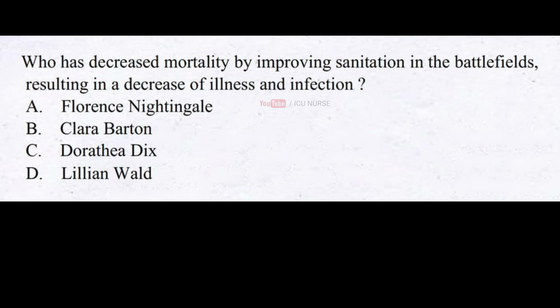Who has decreased mortality by improving sanitation in the battlefields, resulting in a decrease of illness and infection? A. Florence Nightingale. B. Clara Barton. C. Dorothea Dix. D. Lillian Wald. And the correct answer is A. Florence Nightingale.